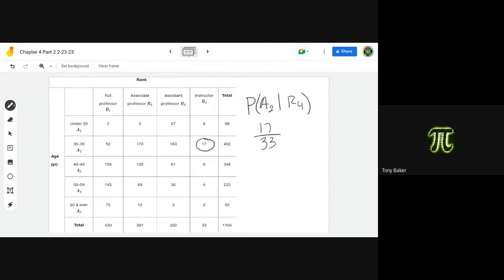Now, here's where wording matters. If I said A2 and R4, that's still 17, but it's out of 1164.